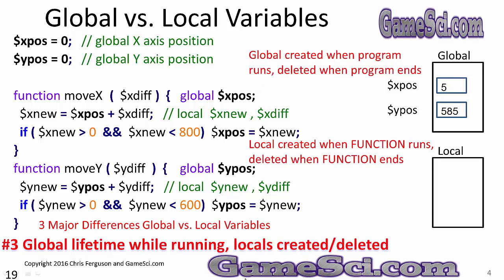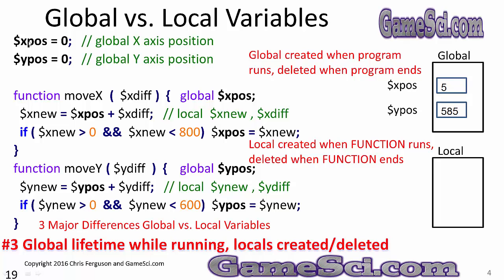Finally, the third difference between global and local variables is what we call the lifetime. The lifetime of a global variable is while the program is running. However, locals are created and deleted on demand. Well, what does that mean? It means if I have global variables x and y position, they are created when the program first runs, and they will exist and not be deleted until the program completely ends. If my program runs for an hour, these global variables will exist for an hour.